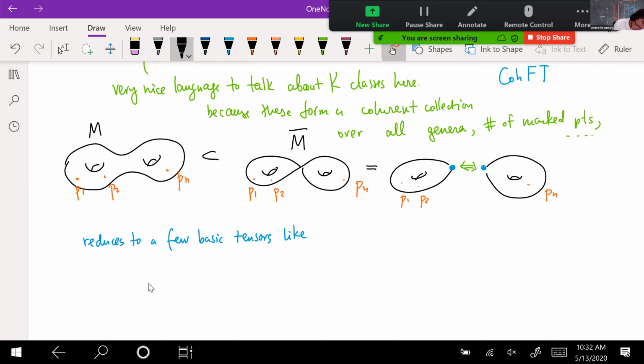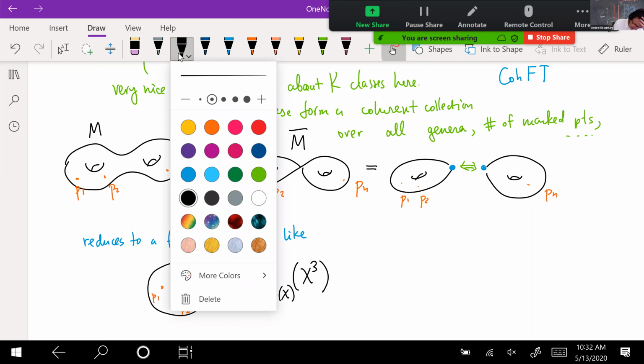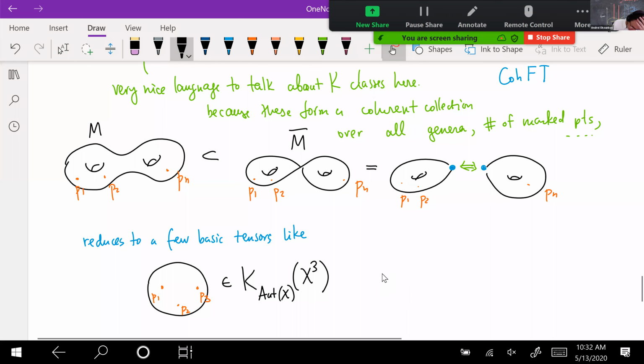If I have a sphere with three marked points, there's only one such. That really gives me an element in the equivariant K theory of X cubed. In terms of field theory, this is like knowing the fusion rules. And then there are a few more operators that have to do with what you put at the two marked points. In some sense this would be even more basic, but then you remember the equivariance.